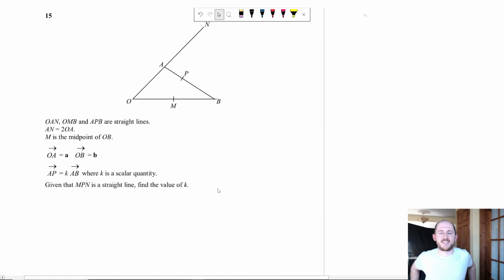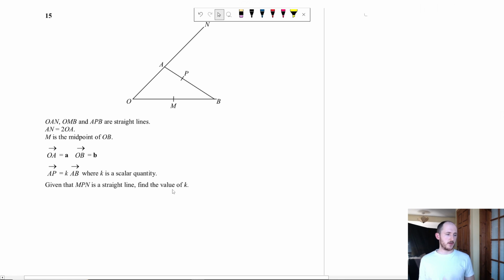Oh boy, vectors. Everyone's favourite. Okay, I need to lean forward and focus on this, because vectors are always fun. So we have these lines, all straight. AN is equal to twice OA. M is the midpoint. OA equals A and OB equals B. AP equals KAB. Given that NPN is a straight line, find the value of K.